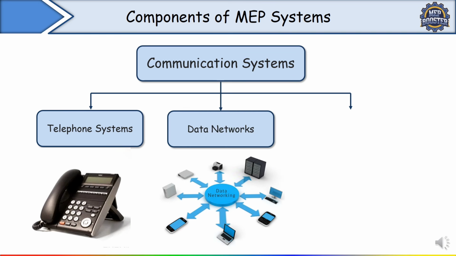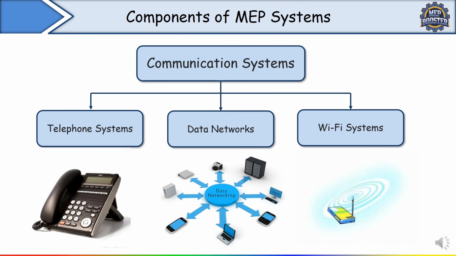Then we have data networks, LAN and WAN. LAN stands for local area network and WAN stands for wide area network, infrastructure for connecting computers, printers and other devices to share resources and access the internet. So data networks will come under this. The Wi-Fi system will also. Wi-Fi infrastructure provides wireless connectivity for mobile devices and laptops within the building. So under this communication system, we have to discuss these things.